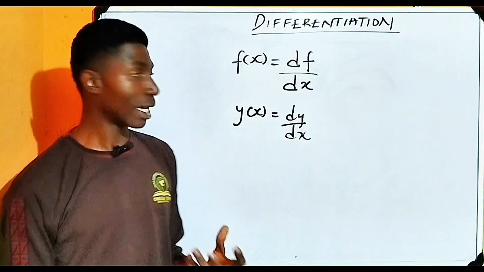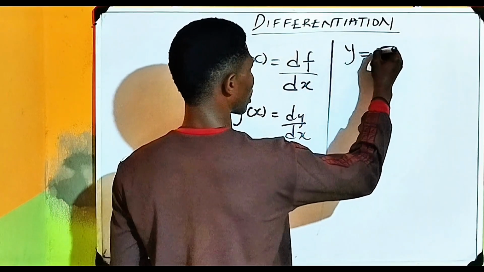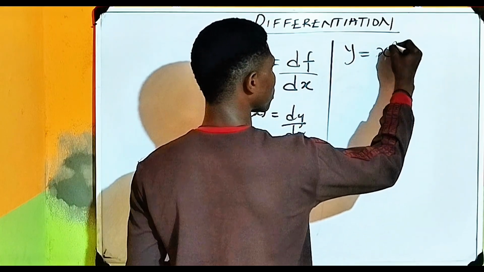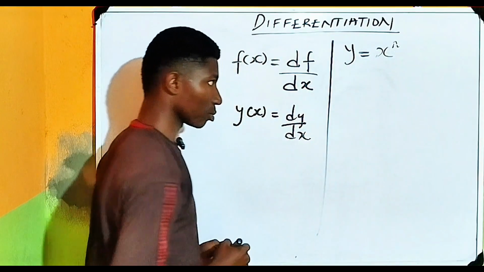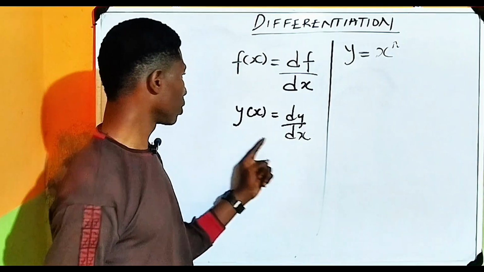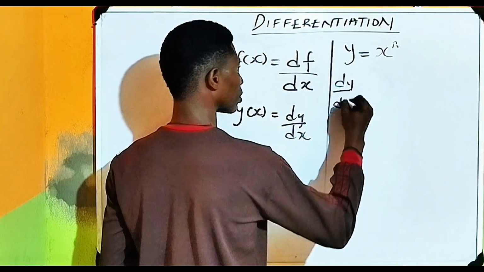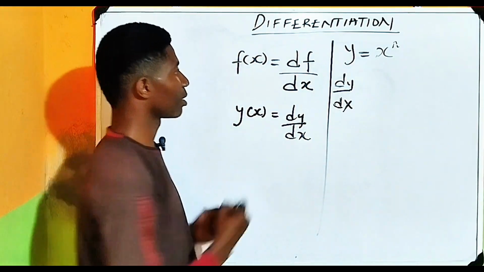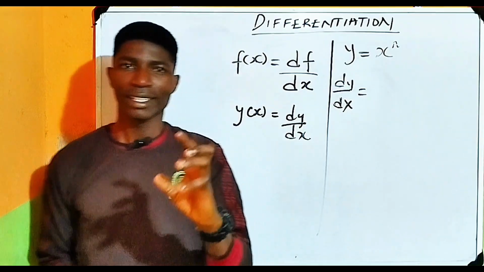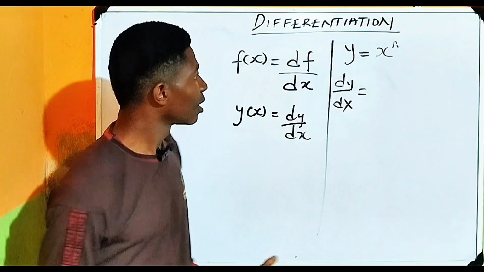Now, let's move further by finding the derivative of a simple function like y is equal to x power n. To differentiate y, we have dy over dx. Now, we're going to differentiate x power n. This is a simple function and it has a special way to differentiate it.